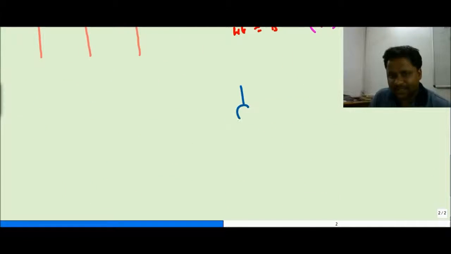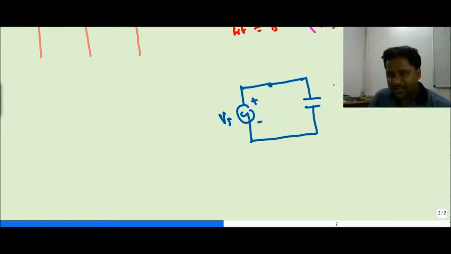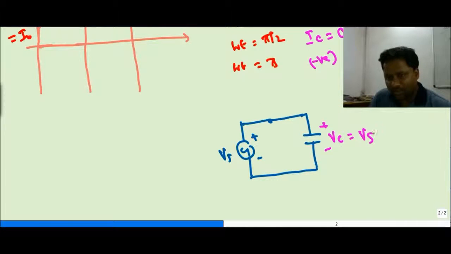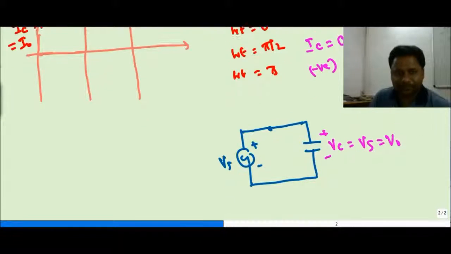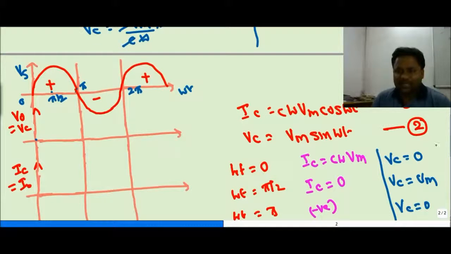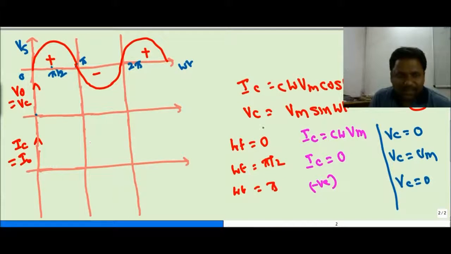Here the diode becomes on, and the capacitance has stored energy in this fashion. We have the Vs voltage, and we have the capacitance voltage, which is equal to the source voltage or the output voltage. All same thing. So at omega t equals 0, the current has the maximum value. And at omega t equals pi by 2, IC is 0. This is the expression of the current.